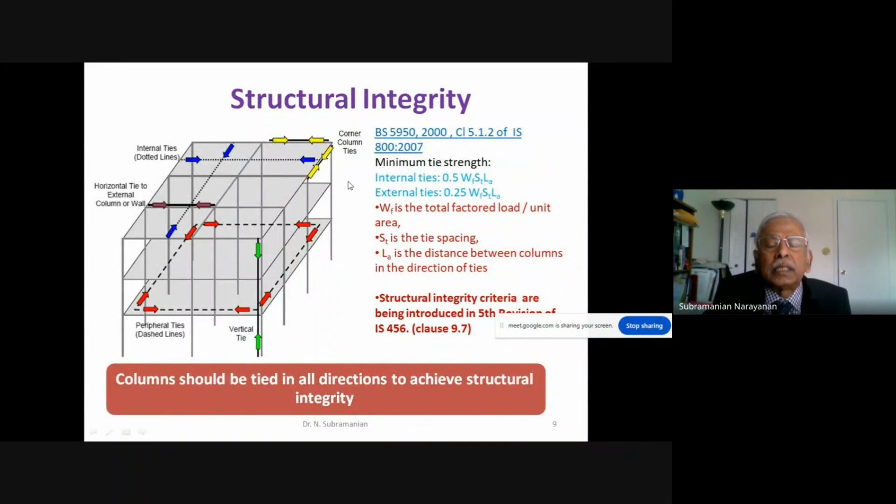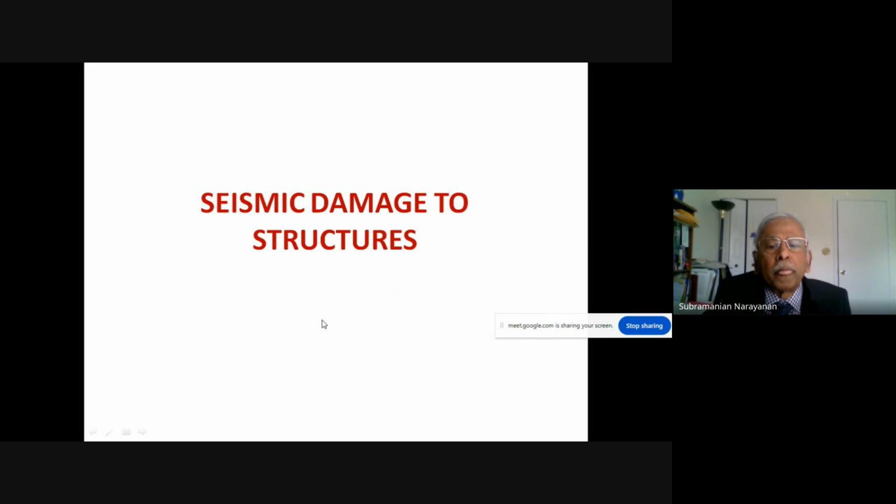So these are the structural integrity clauses introduced in BS 5950. That is, we have to tie all the columns with internal ties and vertical ties. Of course, you may be happy to note that structural integrity criteria are being introduced in the fifth revision of IS 456 in clause 9.7. So it is very important to tie all columns in all directions to achieve structural integrity.